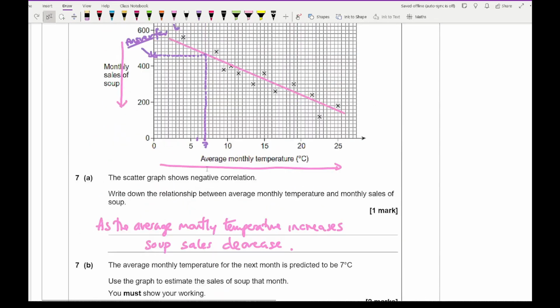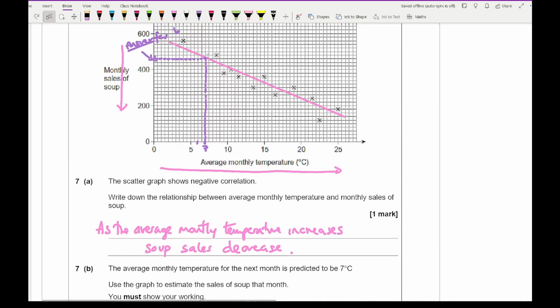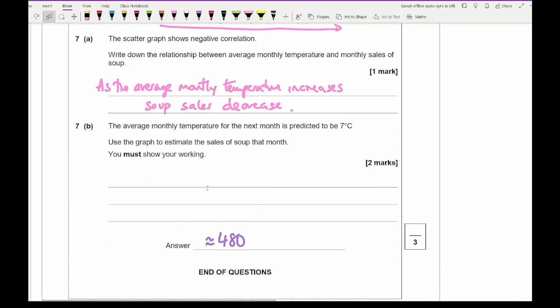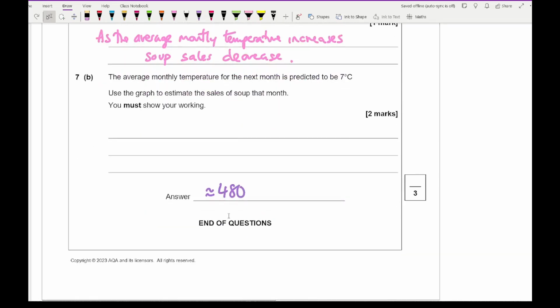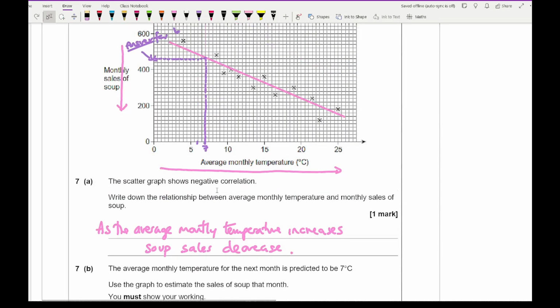So you get 1 mark for drawing your lines from 7 going up to your line of best fit, then drawing a horizontal line and then reading off whatever value that is. So if it's nowhere near 480, it should be relatively close to that, but that will be fine. But again, as long as you're drawing those lines and use your graph, it should be good to get the full marks for that question.